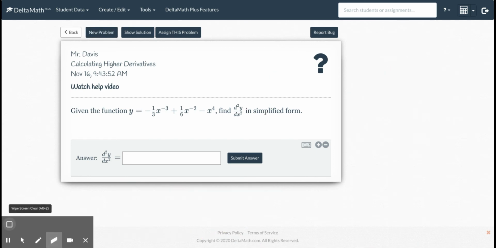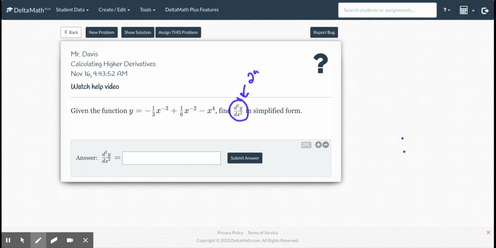This one is just a slightly different notation, but it means exactly the same thing. So this is d squared y dx squared. This means a second derivative. So I guess the correct notation we would write this one would be dy dx would be our first derivative.